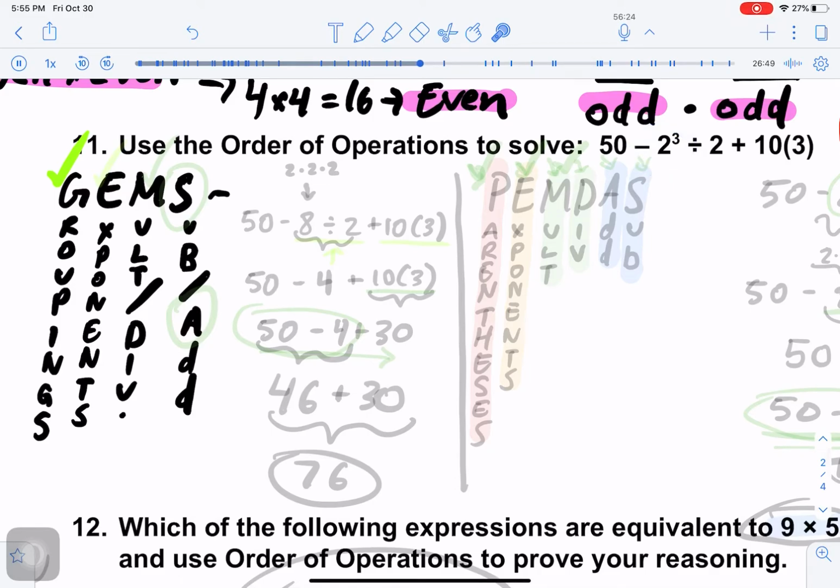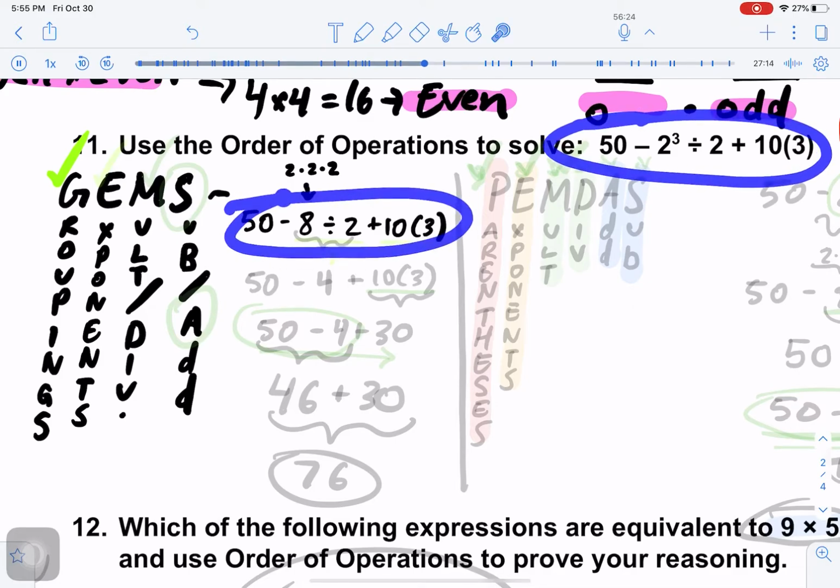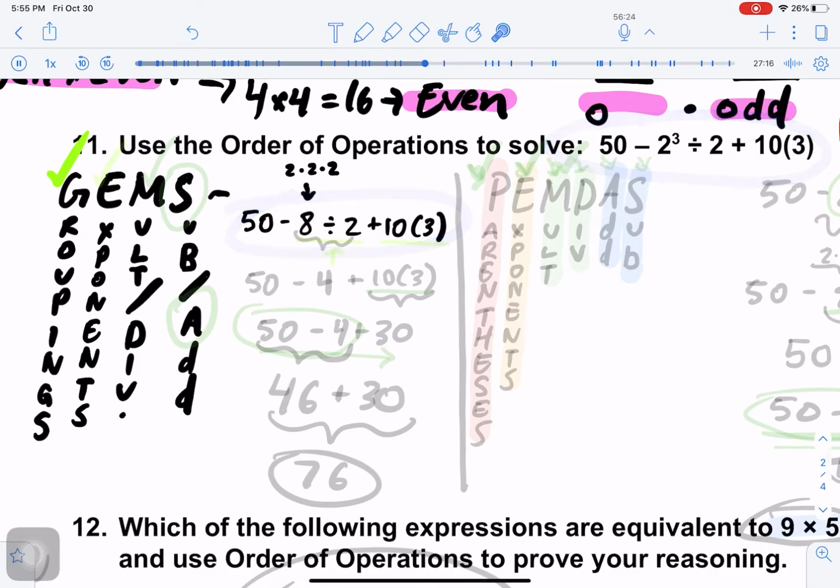And I know that 2 cubed is simply 2 times 2 times 2. So I'm going to rewrite this as 2 times 4 is 4, and 4 times 2 is 8. So I'm going to write the number 8 down below here. And then I rewrite the rest of this expression in the same way. Plus 10 times 3. I see that there are no more exponents to work with, so I am all done with the exponents. I move on to the M.